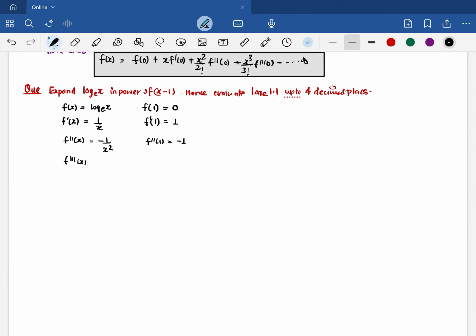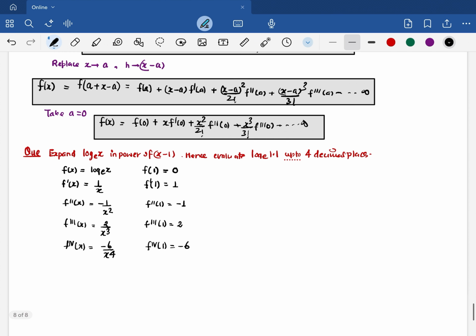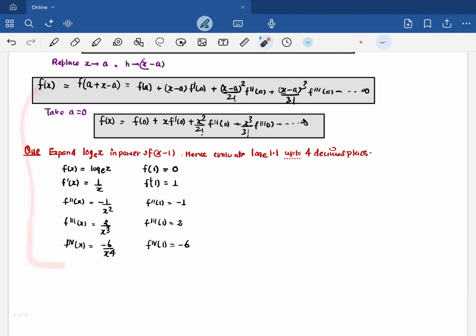F triple dash of x is 2 upon x cube. F triple dash at 1 is 2. F fourth derivative at x is minus 6 upon x to the power 4, and the fourth derivative at 1 is minus 6. Okay, so now if we recall the Taylor series, let me write the series here.